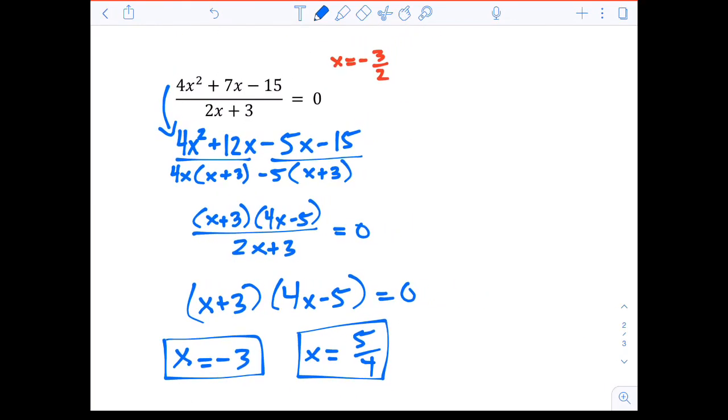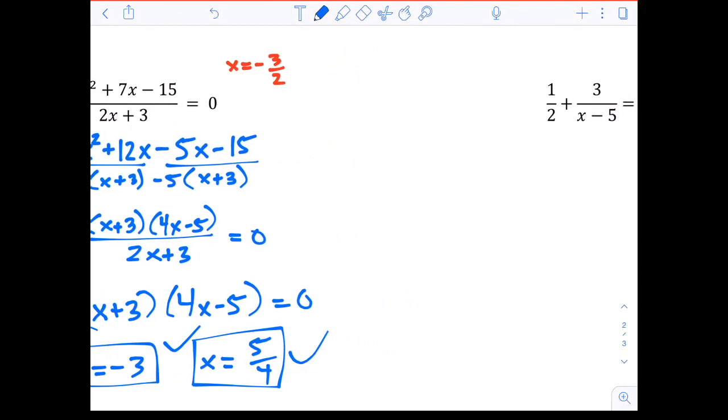We look at our restriction, and we see that our restriction was negative 3 over 2. That's not our answer, so we're okay with both of these being our solution. There are a few different ways you can think about that one, but same idea. You should get down to negative 3 and negative 4.5, just using our algebra skills.